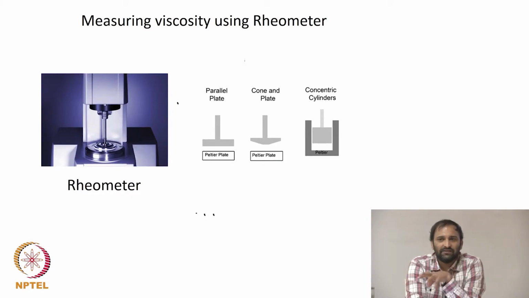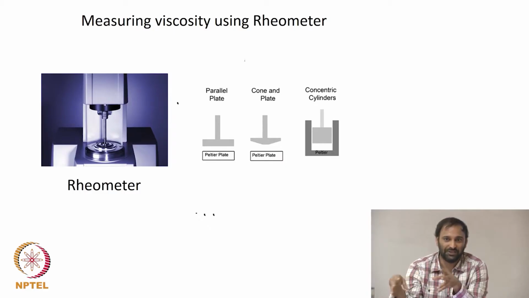Of course there are several ways of measuring the viscosity of fluids. In my opinion, one of the most versatile instruments which can be used for measuring viscosity, and not only viscosity but a lot of flow properties of materials. Because if I take, for example, syrup versus ointment, they're very different. One easily flows, the other one doesn't flow.